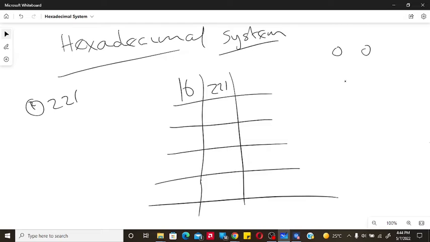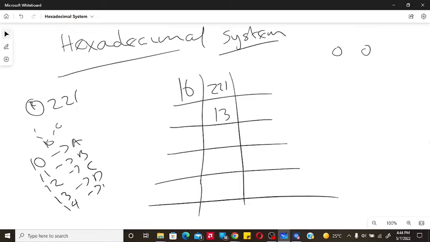So 221 divided by 16 is 13, remainder 13. Now I'm not going to write a 13 here, as I explained in the previous video that in the hexadecimal system we don't use numbers like 13 and 10, because 10, for example, is used by 1 here, and it's also used by 0 here. So we have to find another way of representing 10 in the hexadecimal system. That's where we use A for 10, B for 11, C for 12, D for 13, E for 14, and F for 15.